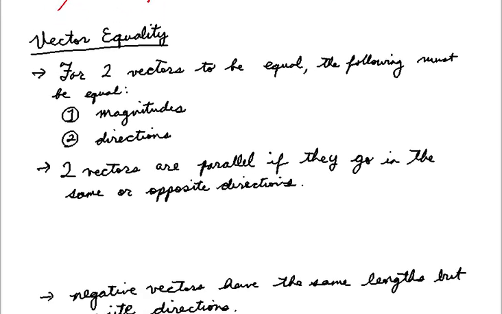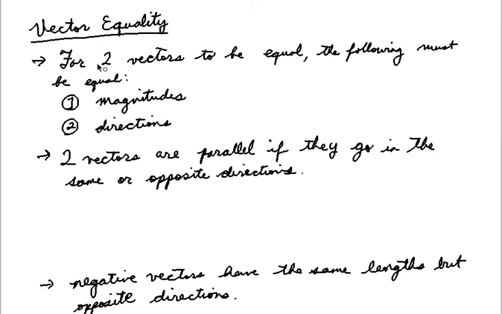And that's what this next section is on. Vectors are equal if they have the same magnitudes and directions, which means I can move them around anywhere I want. I can translate them anywhere on the plane, as long as I don't change the direction or the magnitude.